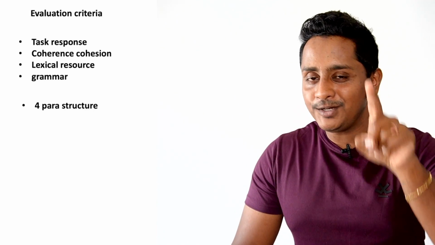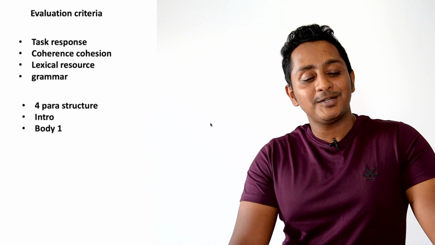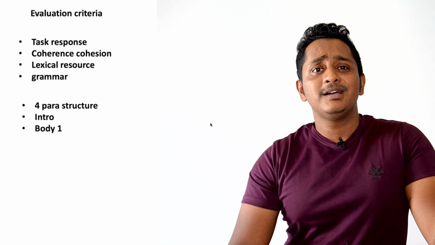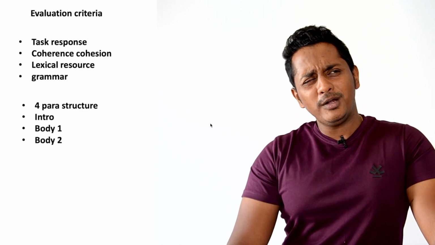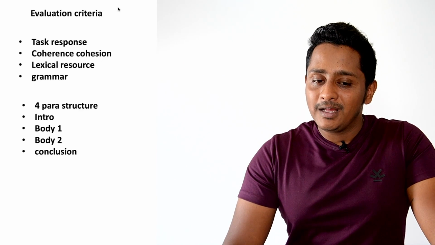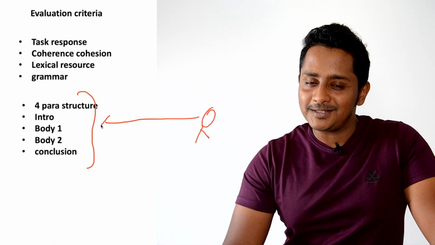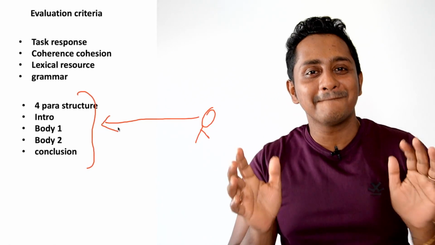For the partial agreement, you're going to use a 4-paragraph structure, where in para 1 you're going to talk about the intro, in para 2 body 1, in para 3 body 2, that's where you disagree, body 1 you agree, and para 4 the conclusion. This is when you look at the essay from a distance using some telescope.